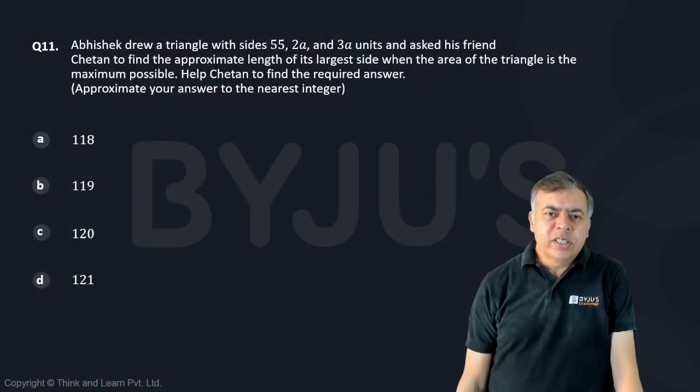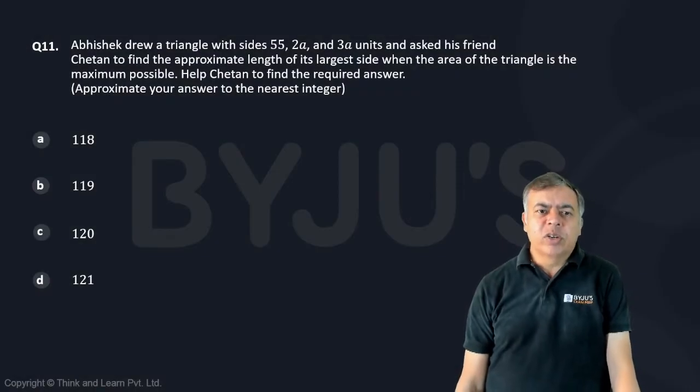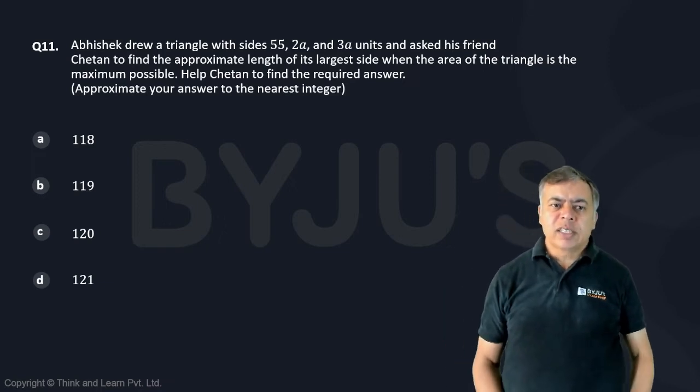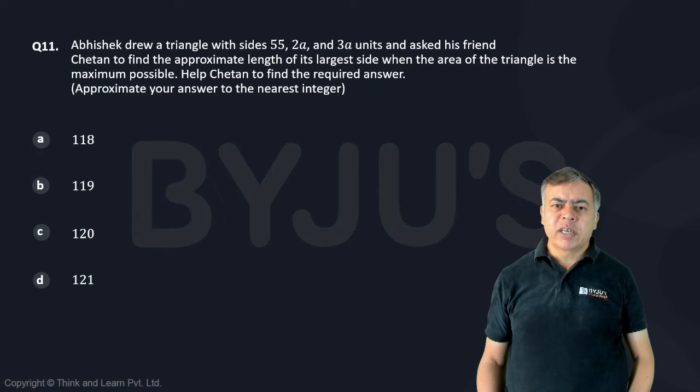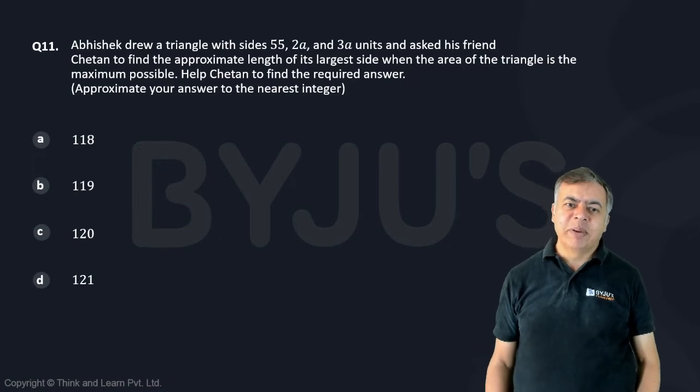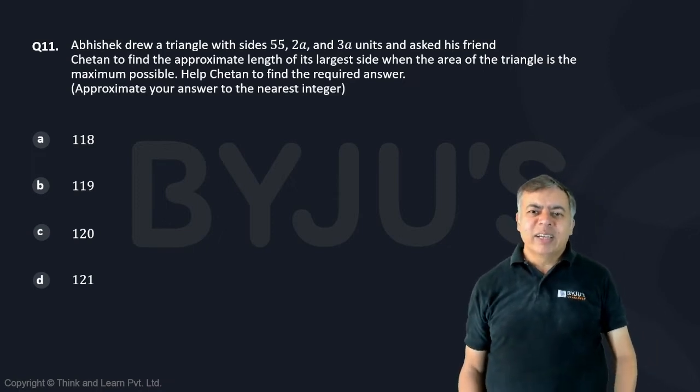Okay, this question is on geometry. Abhishek drew a triangle with sides 55, 2a, 3a and asked his friend Chetan to find the approximate length of its largest side when the area of the triangle is the maximum possible. This is a question on maxima minima. Help Chetan to find the required answer.